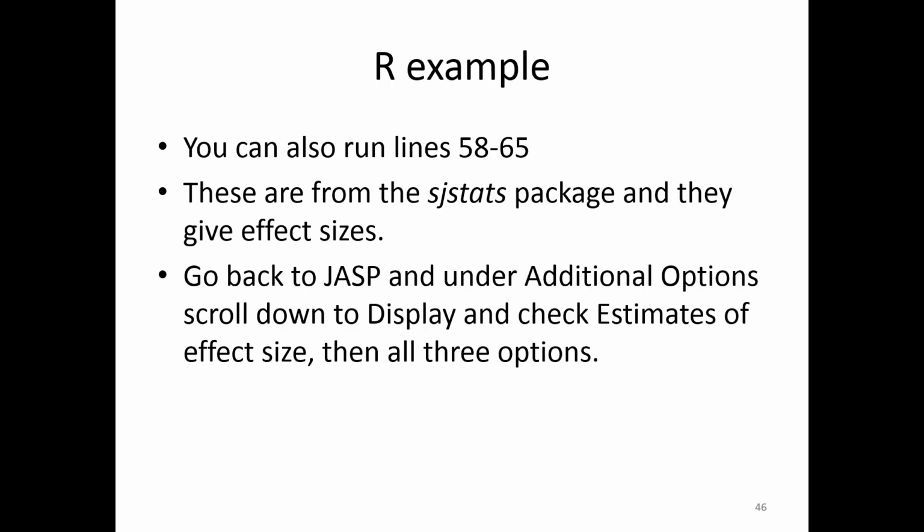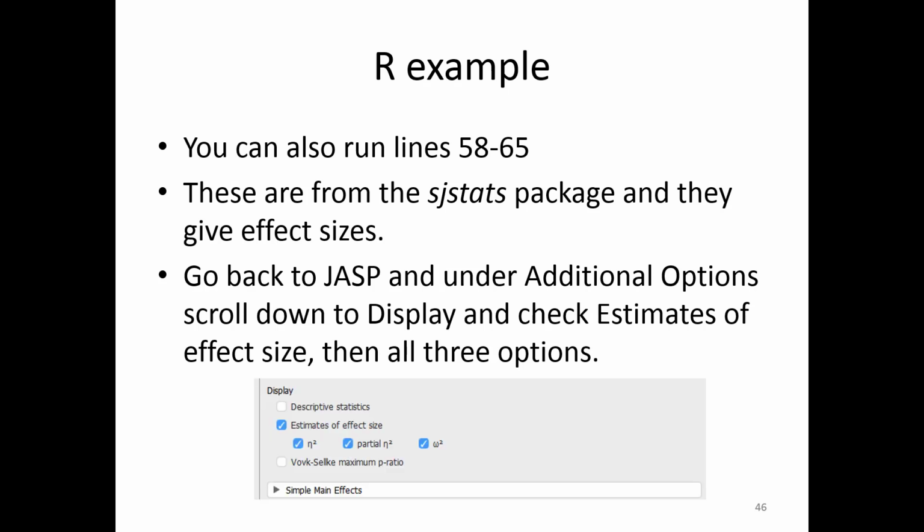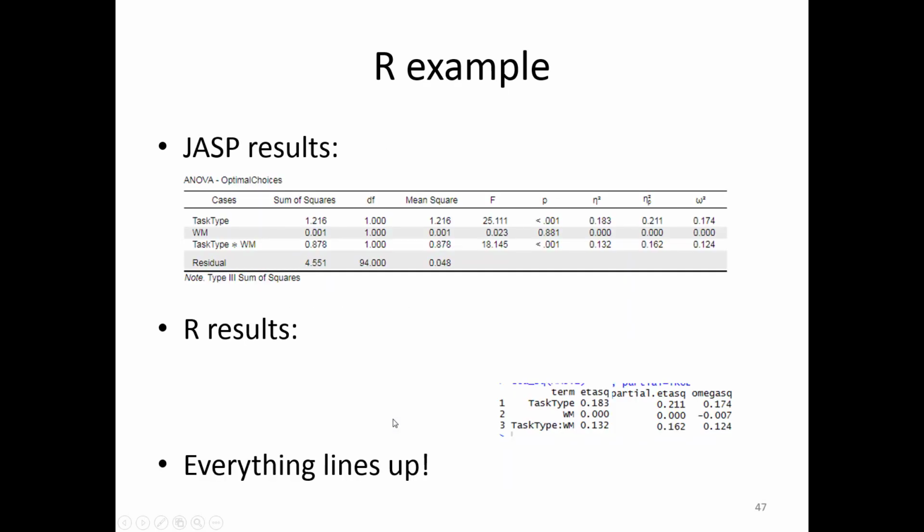Okay, so go back to JASP, and then under additional options, scroll down to display, and check estimates of effect size, and then all three options. I'll give you a minute to do that. So in other words, we're getting the same effect size estimates in R that we would get in JASP.